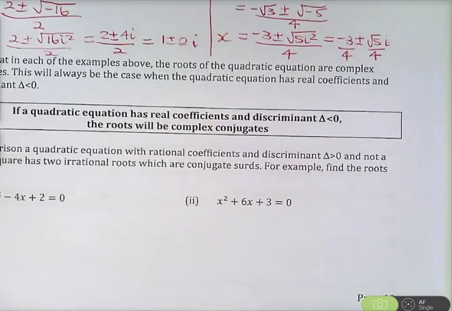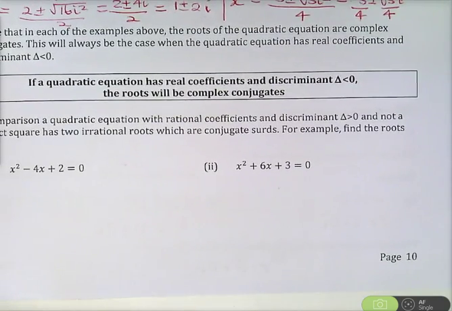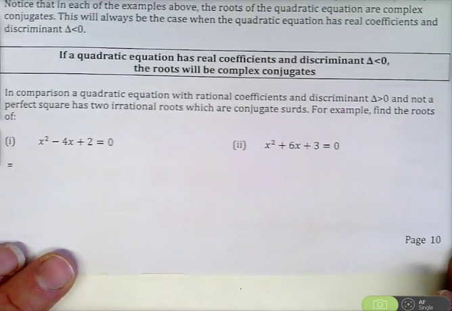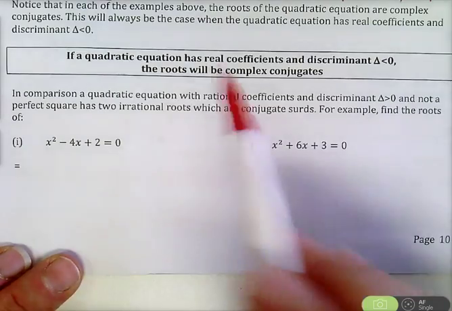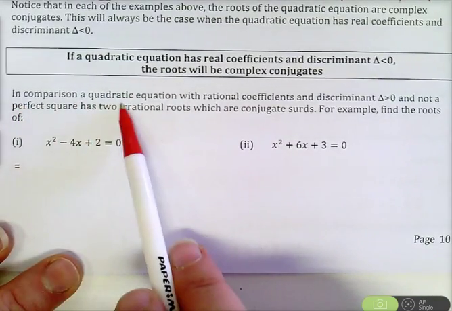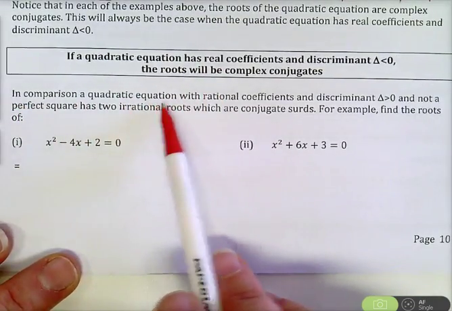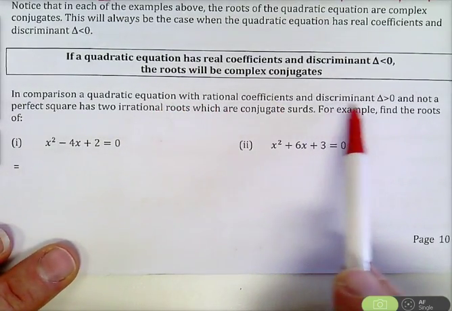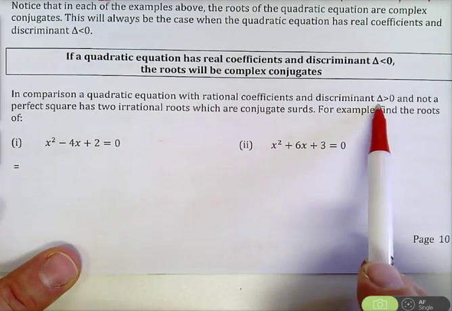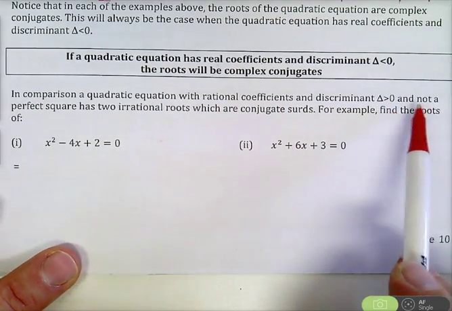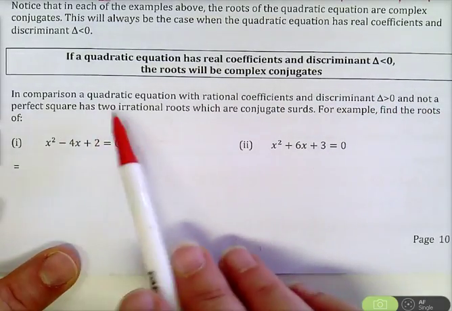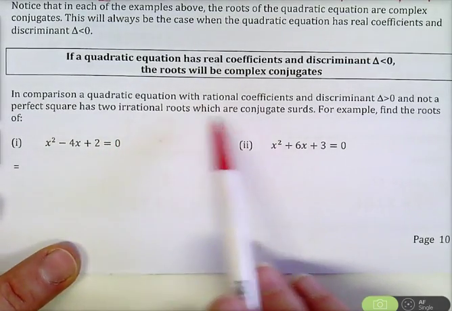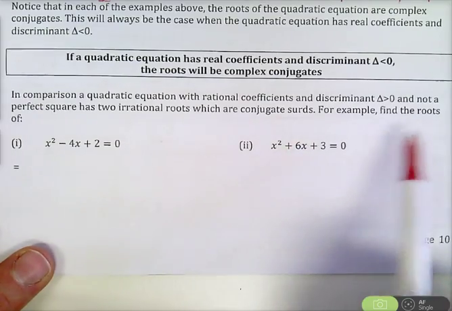Now, you really need to know this, because if you don't, when you come to do harder questions later, you're going to be stuck and you're going to think that you don't have enough information, but you do. So, in comparison, a quadratic equation with rational coefficients and discriminant greater than 0 and not a perfect square will have 2 irrational roots that are conjugate surds.